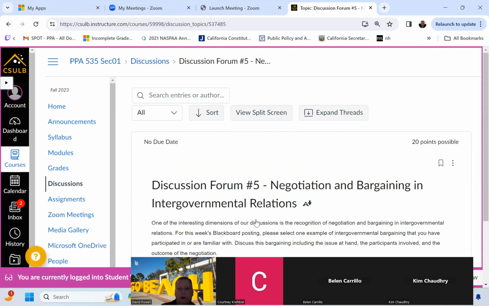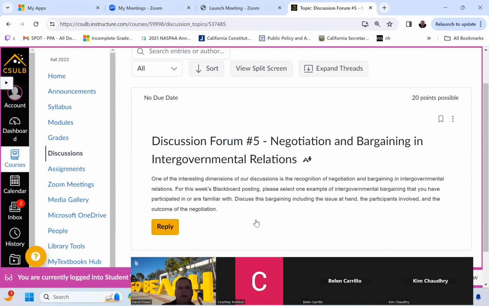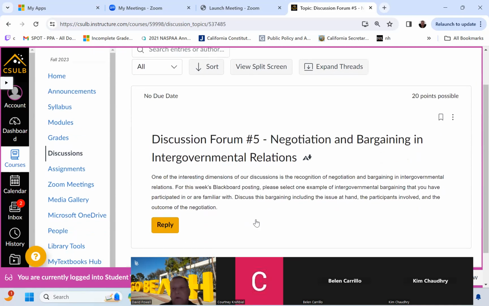Speaking of negotiation and bargaining, that's the topic for your 5th discussion board. One of the interesting dimensions of our discussion is the recognition of negotiation and bargaining in intergovernmental relations. For this week's Canvas posting, please select one example of intergovernmental bargaining that you have participated in or are familiar with. Discuss this bargaining, including the issue at hand, the participants involved, and the outcome of the negotiation.